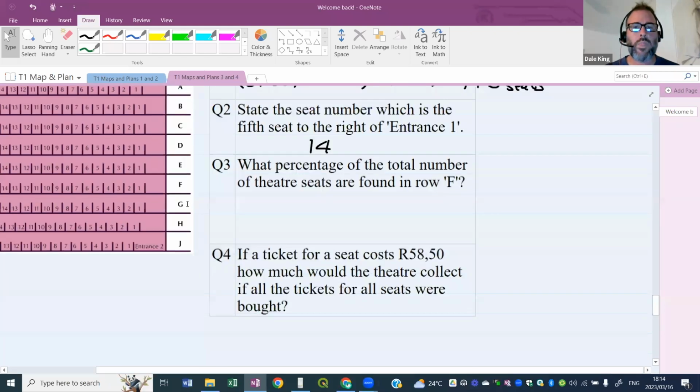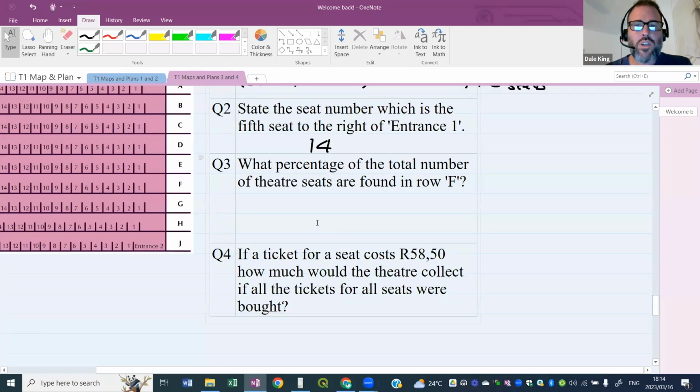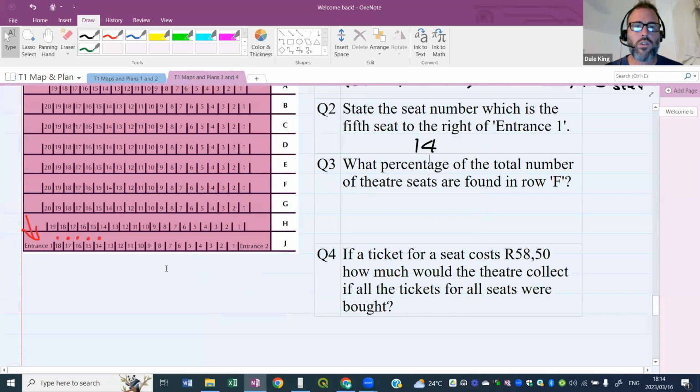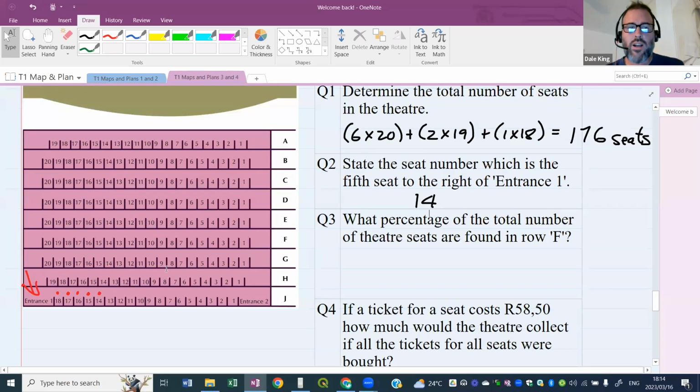All right, next question. What percentage of the total number of theater seats are found in row F? What percentage of the total number are found in row F? What percentage of the total number of seats are found in row F?